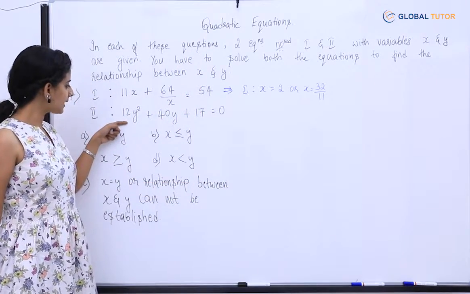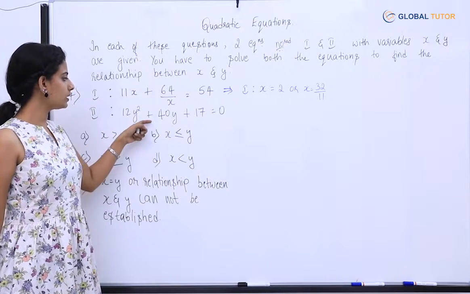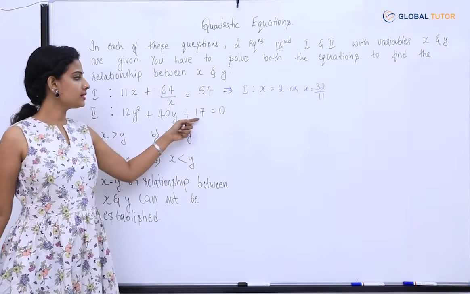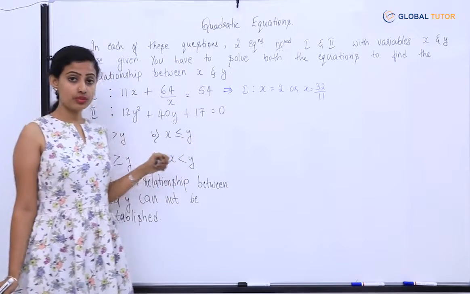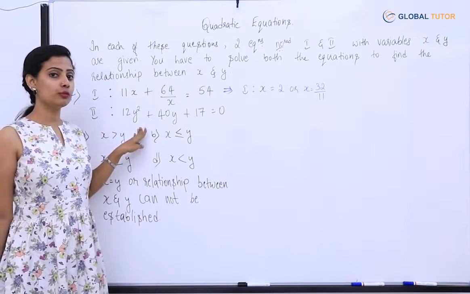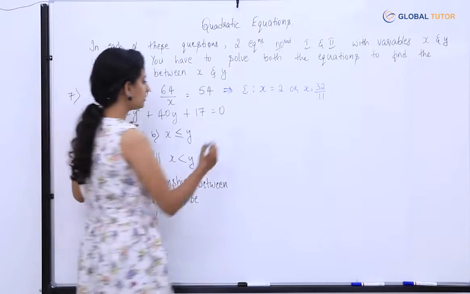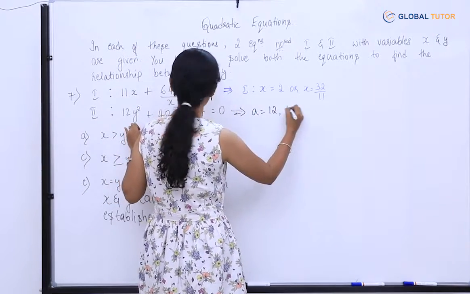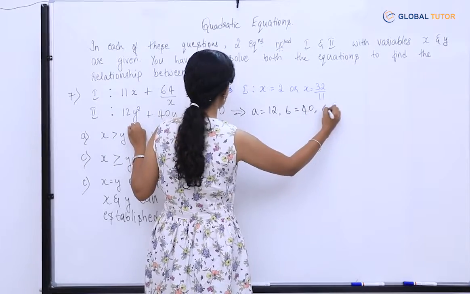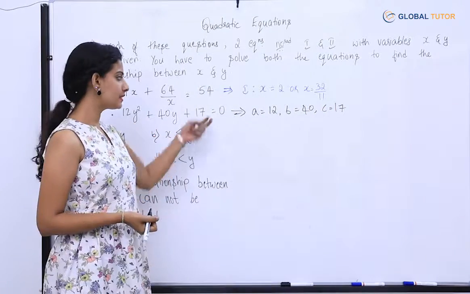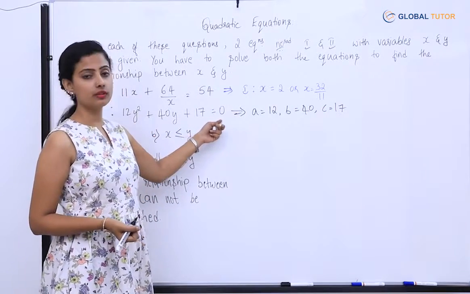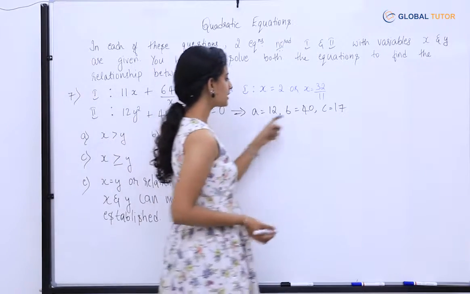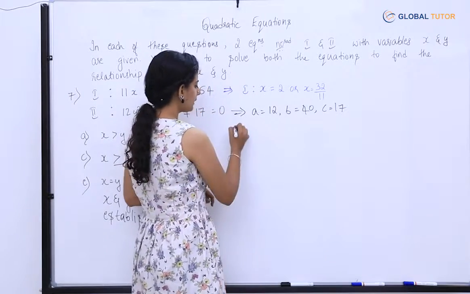Now look at the second equation. It is 12y square plus 40y plus 17, which is equal to 0, which is already in the form of a quadratic equation. So here in this, value of a is 12, value of b is 40 and c is 17. Let us use the same method to find out the values. So the first step is to multiply a and c.